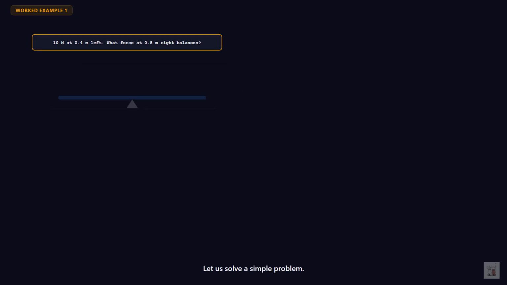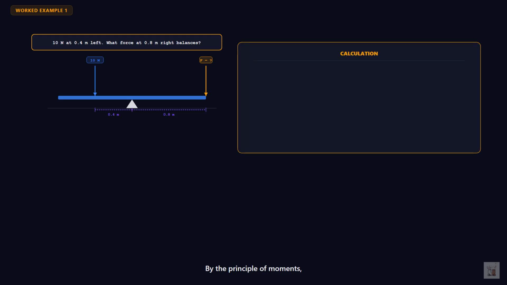Let us solve a simple problem. A 10 Newton force acts 0.4 meters from the pivot on the left. We need to find the unknown force F on the right, which is 0.8 meters from the pivot. By the principle of moments, clockwise moments equal anticlockwise moments. So F times 0.8 equals 10 times 0.4. That gives us F equals 4 divided by 0.8, which is 5 newtons.